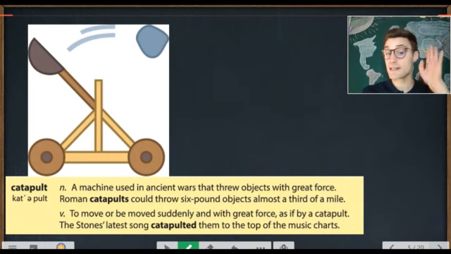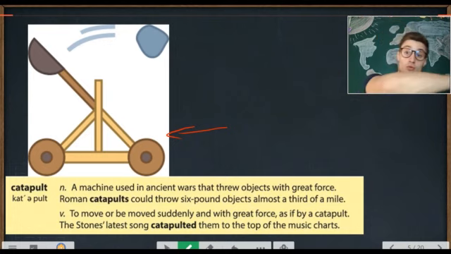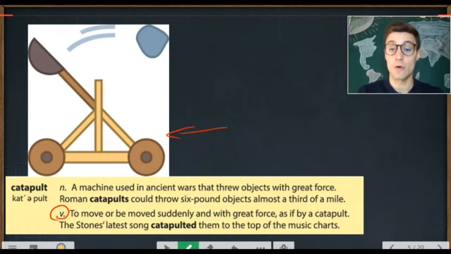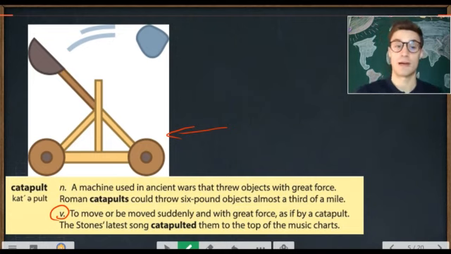Next up, it's catapult. Great. Catapult is used as the name of this thing. It's an old war machine used in ancient wars that threw objects with great force. Zoom, zoom. Catapult. And the verb means to do this, to throw or move something suddenly with great force, as if by a catapult. So you can catapult something if you move it with great force.